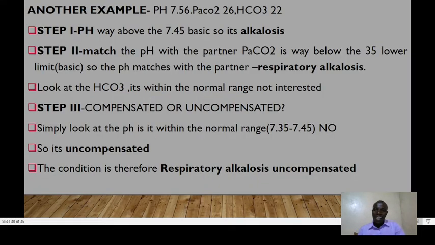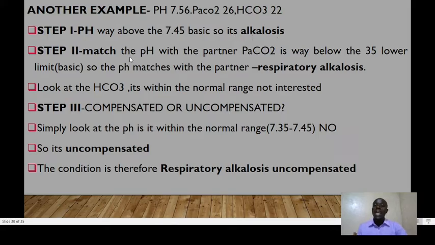Okay, guys, let's look at this other example here. We have a pH of 7.56, partial pressure of carbon dioxide is 26, and bicarbs is 22. So the first step is we look at the pH, which is our primary factor here. So 7.56, you can find this is way above 7.45, which is alkaline. So this condition we are saying is an alkalosis.